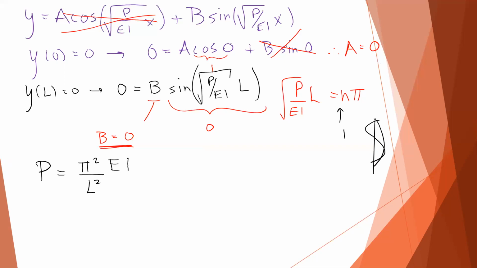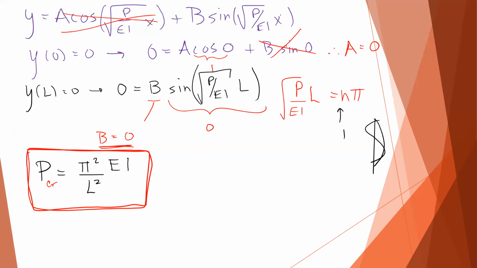And this now is what we refer to as our critical buckling load, and it's an extremely important equation, so it gets the red box. So your critical buckling load for this pin-pin situation is pi squared EI over L squared.